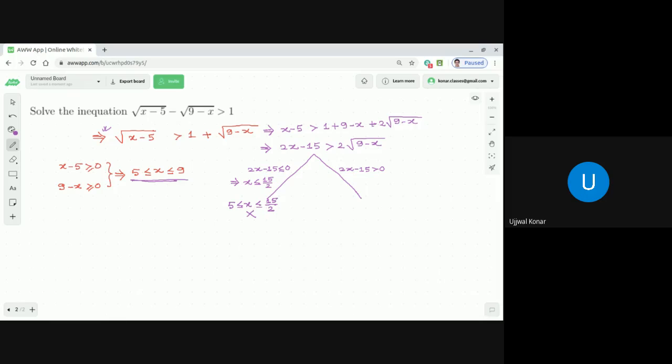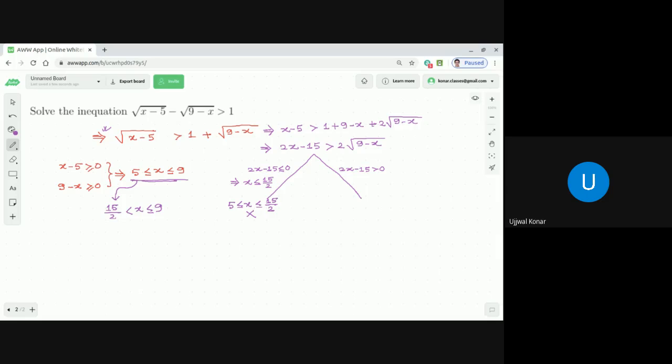Correct, my dear students? You see the justification. So from here, what we are reduced to? From here, we have reduced our solution to 15 by 2 less than x less than or equal to 9. Correct, my dear students? All of you got it, I hope.